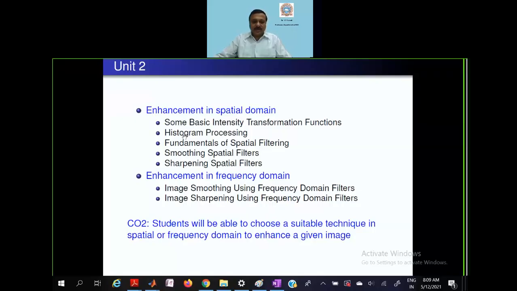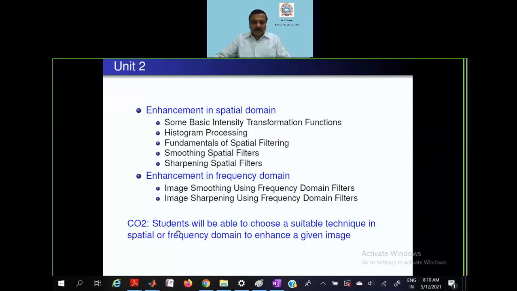So these are the topics that we are going to cover in the first part of enhancement. And then as I mentioned, whatever we do in the spatial domain, some equivalent operation will be there in the frequency domain. So we'll also discuss enhancement in the frequency domain, that means both smoothing and sharpening operations. The difference is instead of doing it in the spatial domain, I do it in the transform frequency domain.